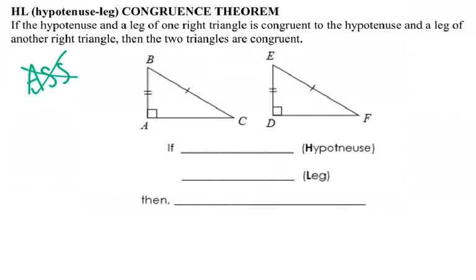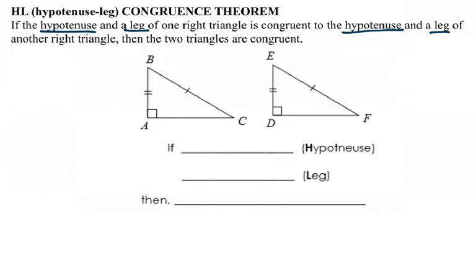All right. So I always get asked in class if there is an ASS theorem. It's a bad word. No. So there's no ASS theorem, but there is an HL theorem, which, if you look closely, it really is the ASS theorem. But we don't call it that. We call it the HL theorem, and it only works on right triangles. So here we go. If the hypotenuse, which is the longest side, and the leg of a right triangle is congruent to the hypotenuse and leg of another triangle, then the two triangles are congruent. Hence the reason it's called HL theorem.